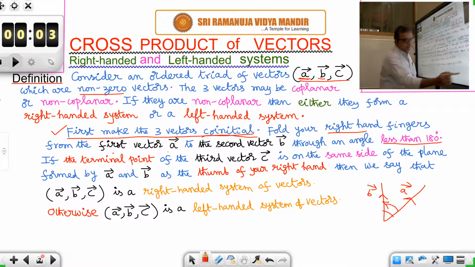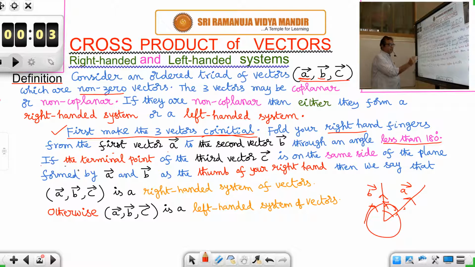Not like this. That angle is more than 180 degrees. So right hand fingers from A bar to B bar you have to fold, you should not fold like this. From first vector to second vector you have to fold your fingers, that too through an angle less than 180 only. After folding your right hand fingers like this, your thumb will be showing some direction.